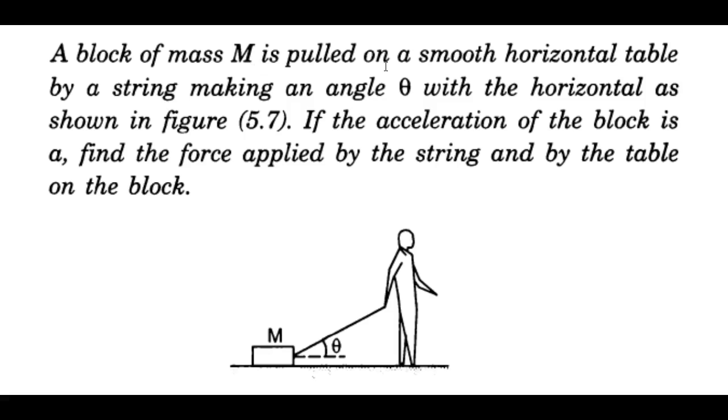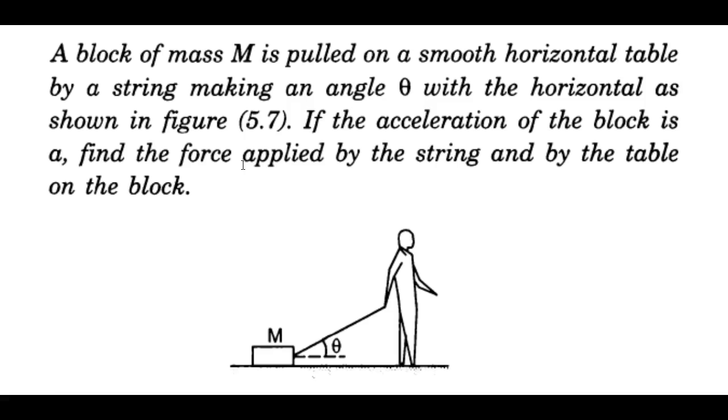Alright, so this is the next question. A block of mass m is pulled on a smooth horizontal table. You see, concentrate on the words. This is smooth. This means there is no friction. By a string making angle theta with the horizontal as shown in the figure. If the acceleration of the block is a, find the force applied by the string and by the table on the block. You see, this question will clear your concepts.